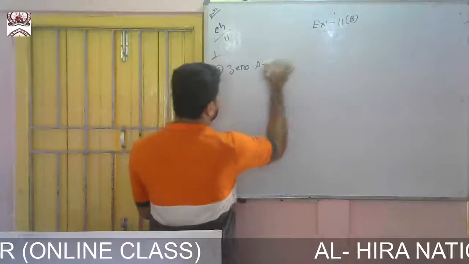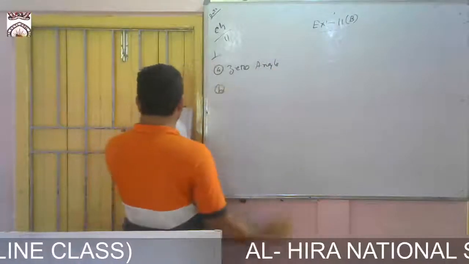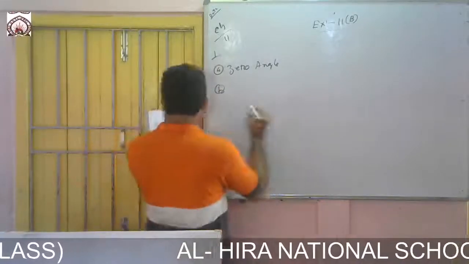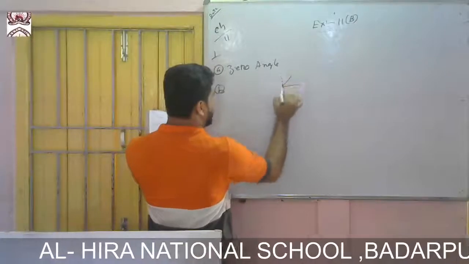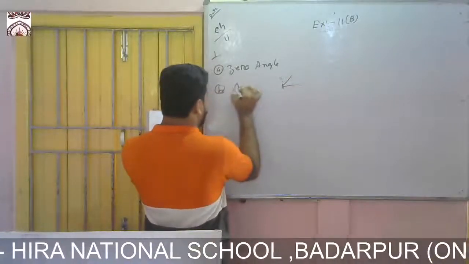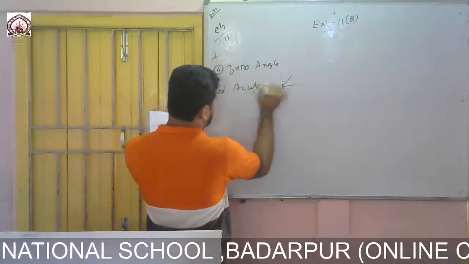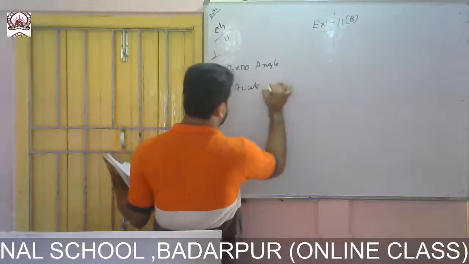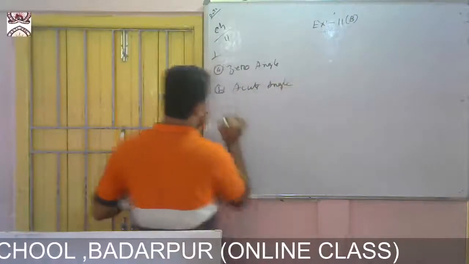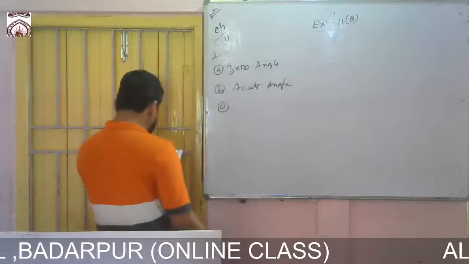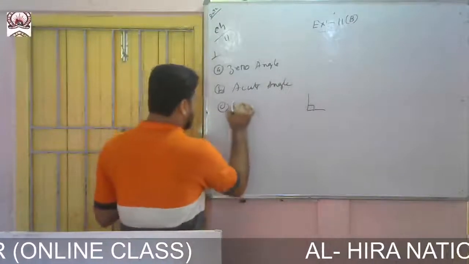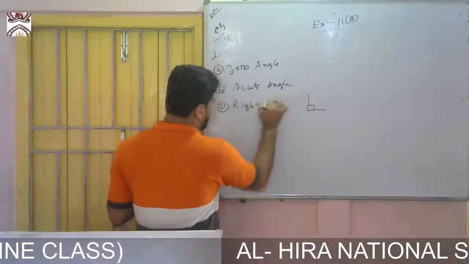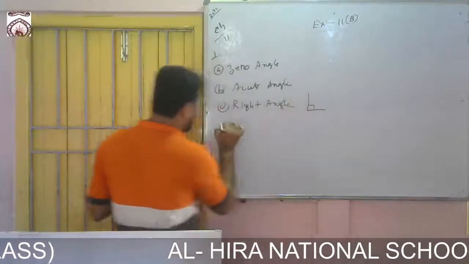Number B, you see it is less than 90 degree. The figure is like this. So if I do like this, it is less than 90 degree, so it is an acute angle. Number C is exactly like this, so it is 90 degree. So it is a right angle.